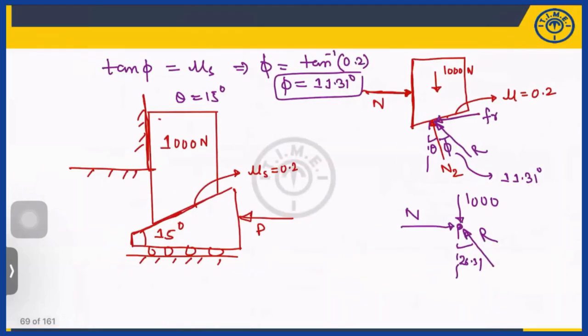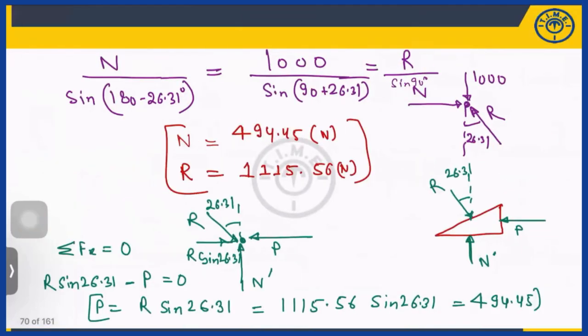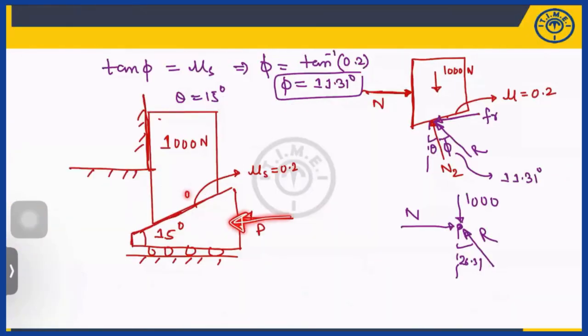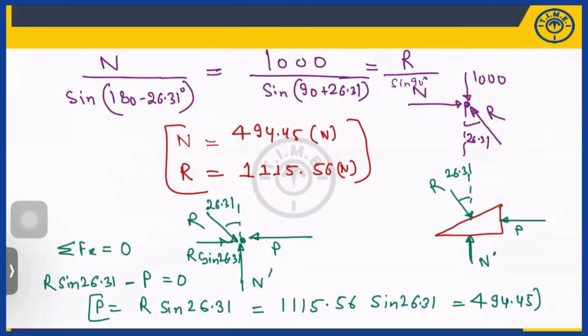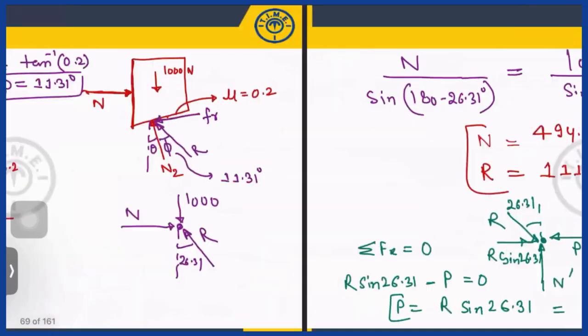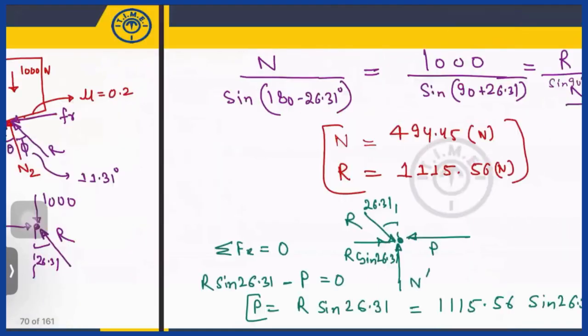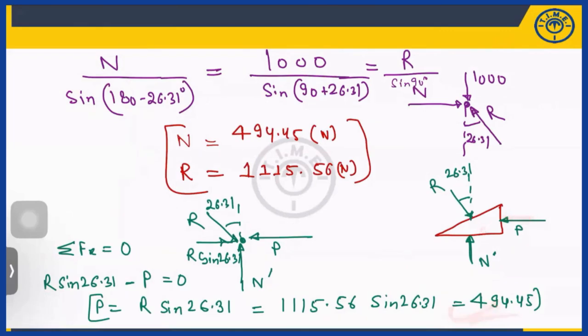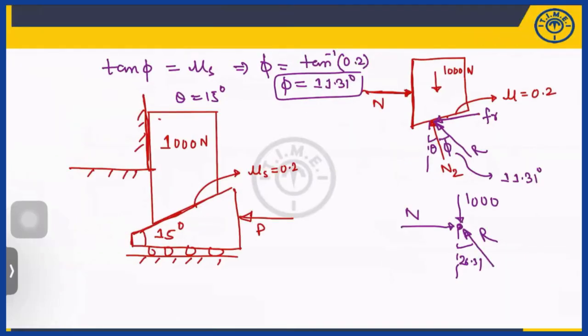But the most important condition is how you will apply these forces. So this block is moving in this direction. This block has a tendency to move in this direction. There is a relative motion. Friction force is here, this is the normal reaction, and this is the resultant. So these three forces are acting on this block, so I have considered Lami's theorem. So I got the normal reaction and R. They can ask you what is the normal reaction. Instead of P, they can ask you what is the N value, or what is the resultant value of this contact surface. Then you got the P value as 494.45. Is it clear, Raj?